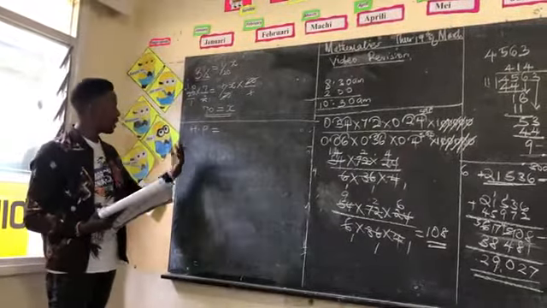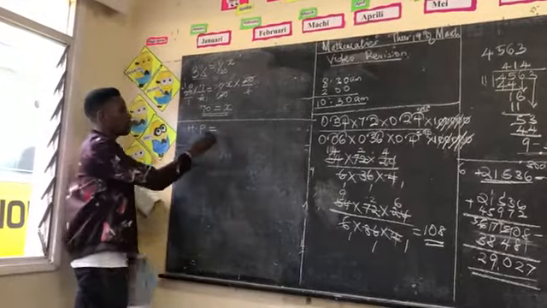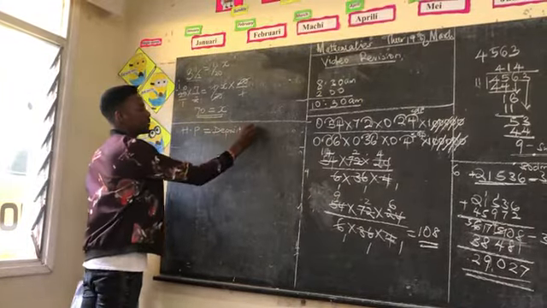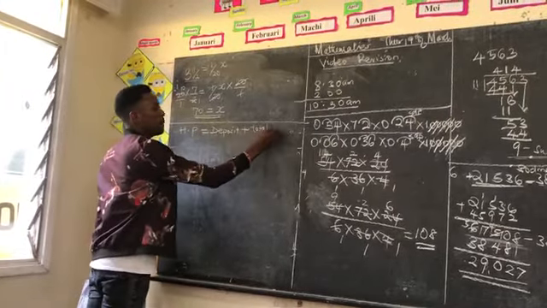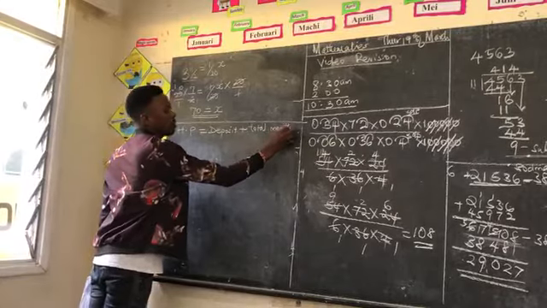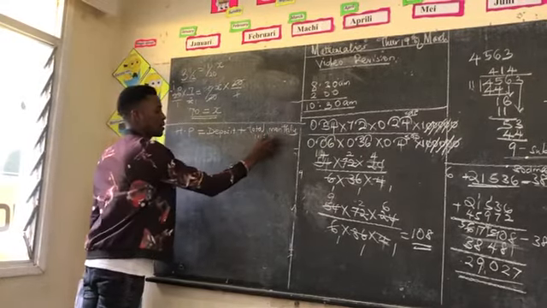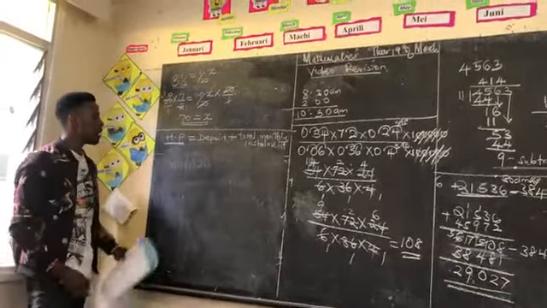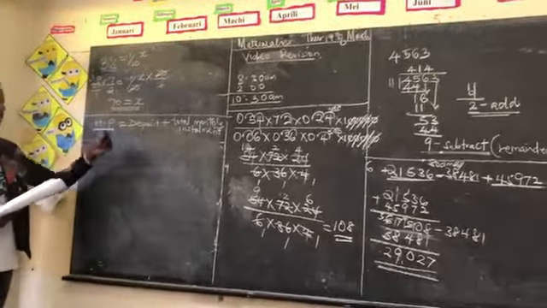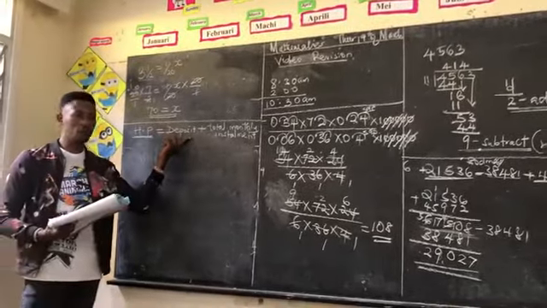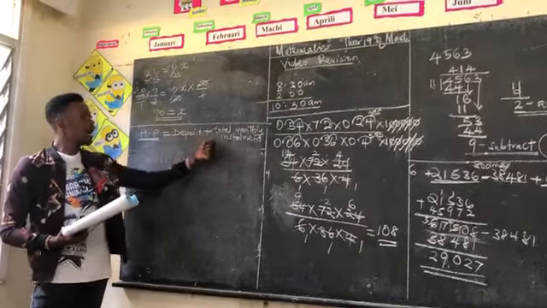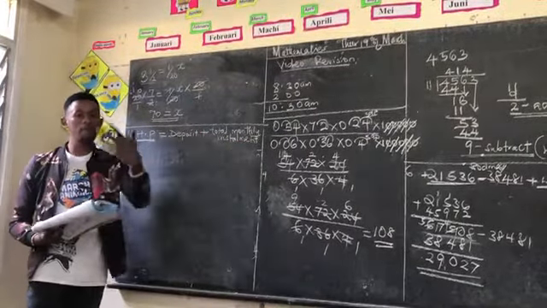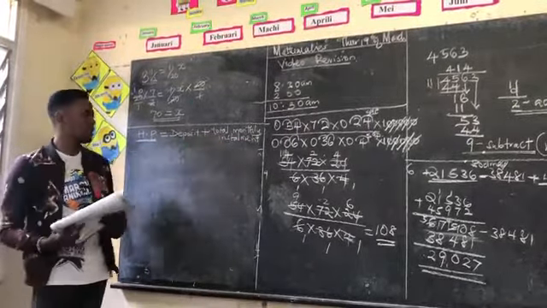So hire purchase is always made of the deposit plus the total monthly installments. That is how you achieve buying something on hire purchase. The deposit is the amount of money you paid first, plus all the amount of money that you pay per month, so that is the total monthly installment.